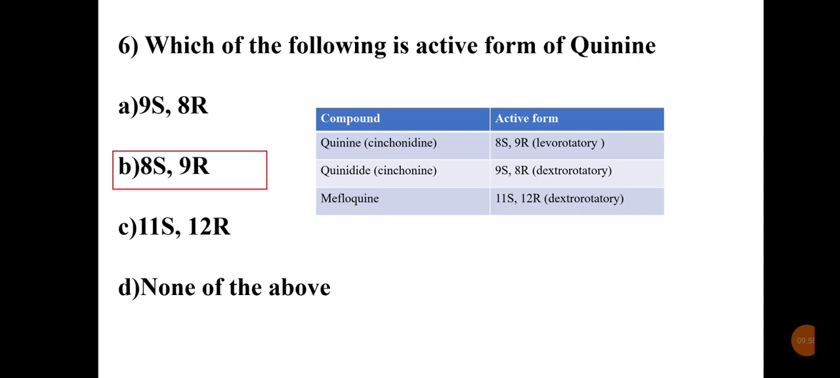And in mefloquine, 11S12R, that is the dextrorotatory. Means among these three, quinine is 8S9R, quinidine is 9S8R, and mefloquine is 11S12R. And depending on the rotation, you have to remember this one. And this product also you have to remember. For quinine, the product is cinchonidine, and for quinidine, the product is cinchonine. So that is vice versa. So please keep in your mind.